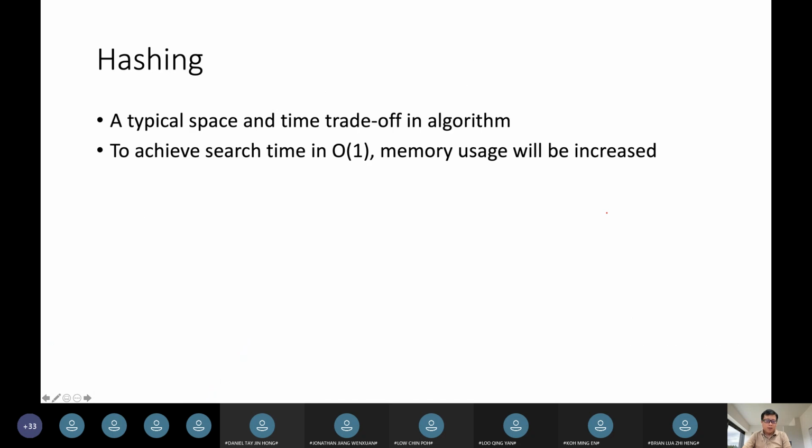Okay. So firstly, we learned about hashing, right? So they are just a typical space and time trade-off algorithm. So we can achieve the search time in O(1). But of course, it's a trade-off, right? So we need some memory. So memory usage will increase.